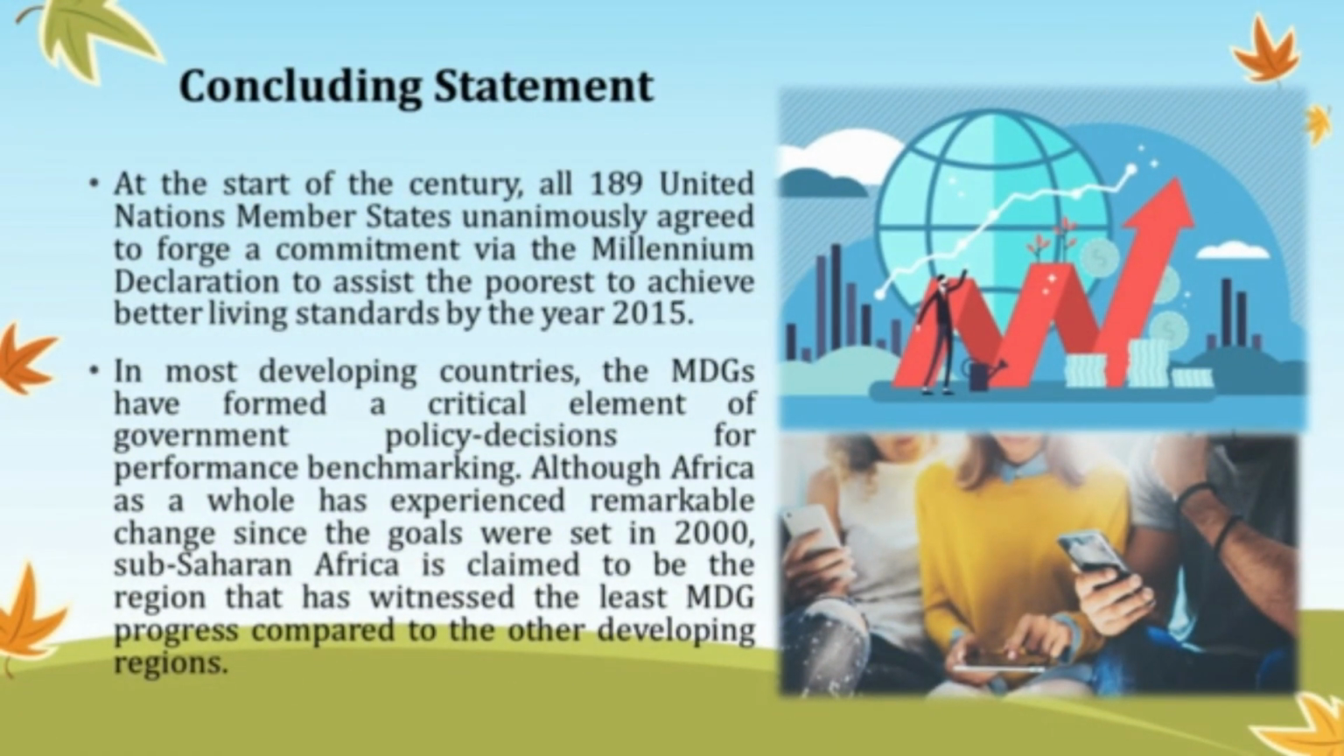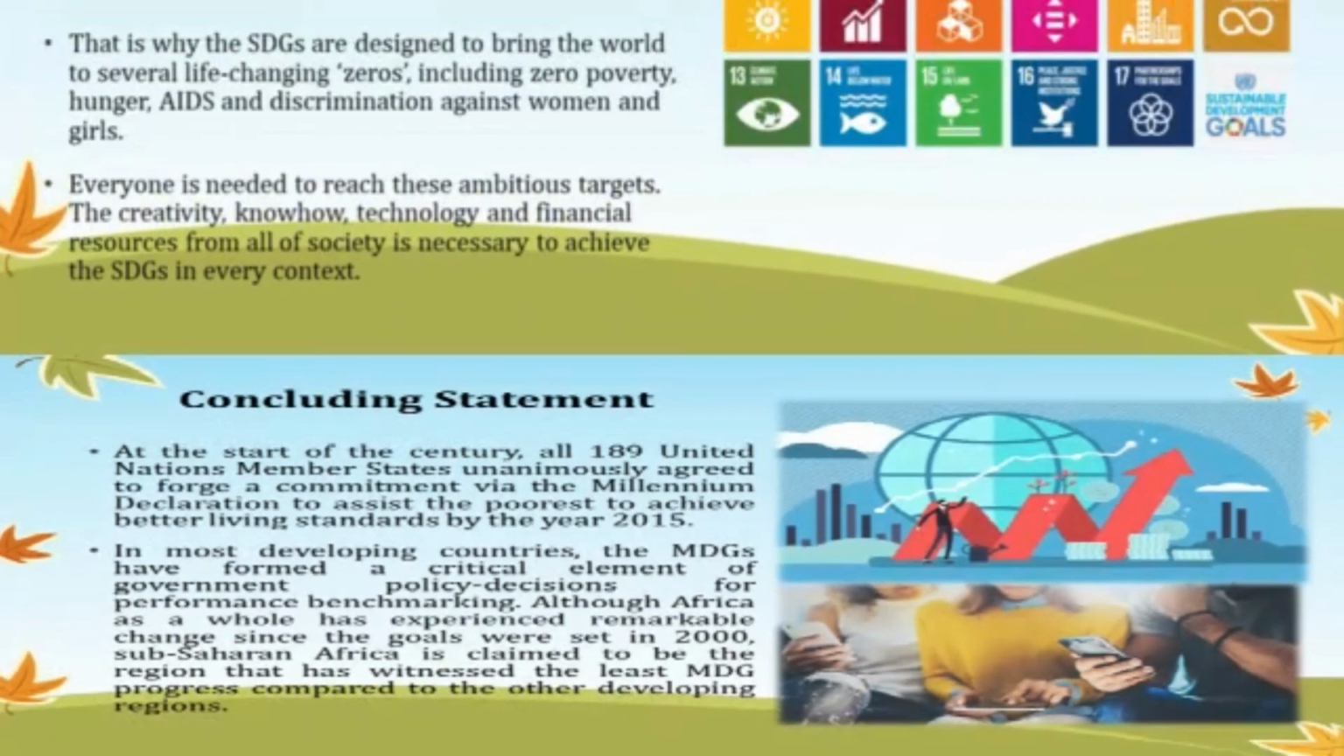At the start of the century, all 189 United Nations member states unanimously agreed to forge a commitment via the Millennium Declaration to assist the poorest to achieve better living standards by the year 2015. In most developing countries, the MDGs have formed a critical element of government policy decisions for performance benchmarking. Although Africa as a whole has experienced remarkable change since the goals were set in 2000, Sub-Saharan Africa is claimed to be the region that has witnessed the least MDG progress compared to the other developing regions.